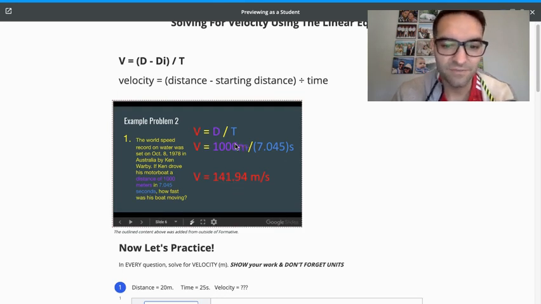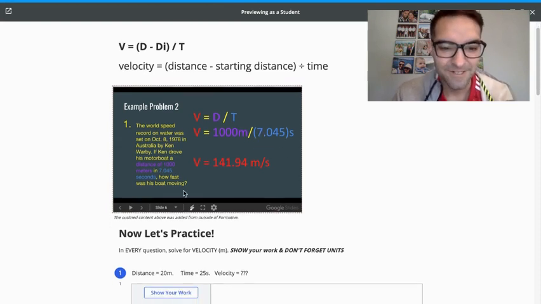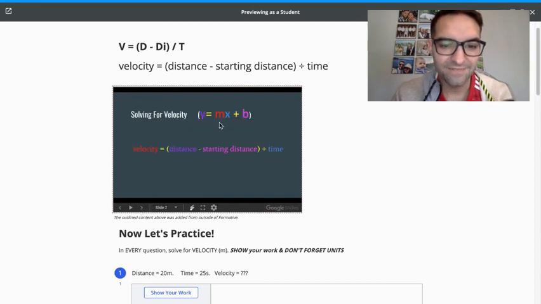Again, we just take 1,000 meters, divide by our time, and that'll get your answer. Not gonna lie, don't know why I put it in parentheses. Didn't need to do that, but it doesn't hurt either way. And then again, just for reference, this is y equals mx plus b, but we're rewriting it. We're moving it around a little bit.